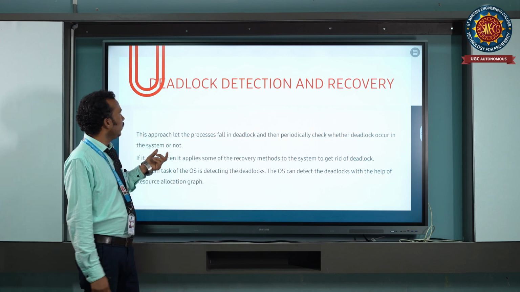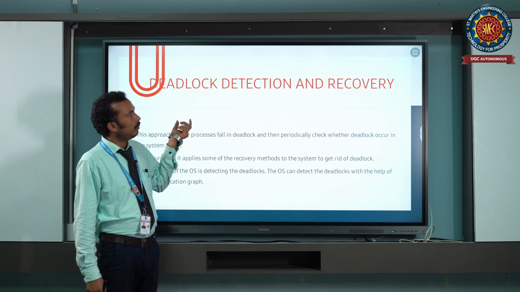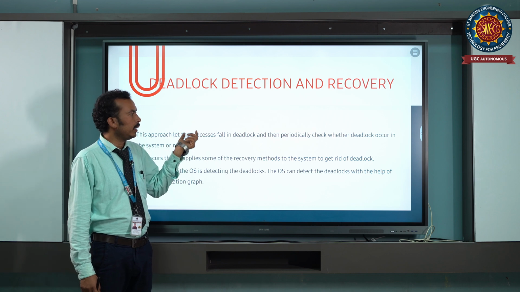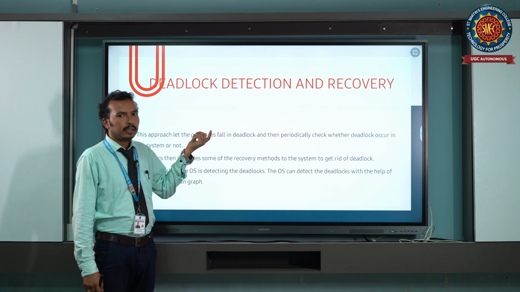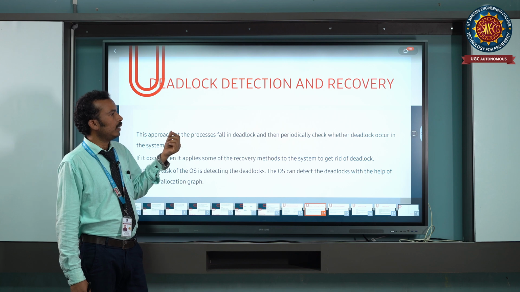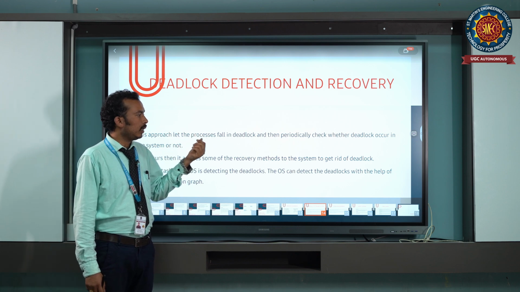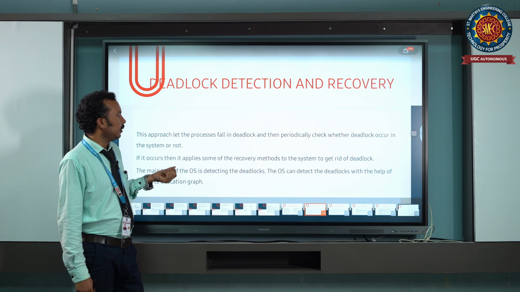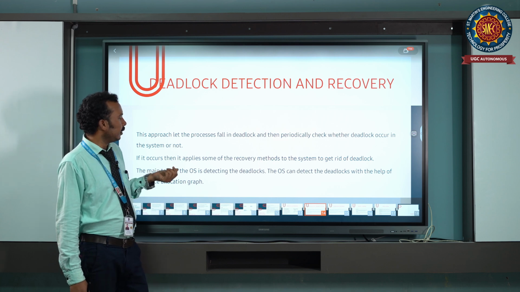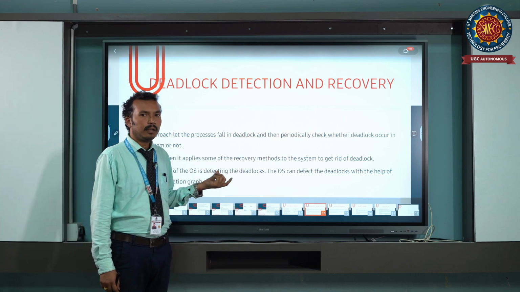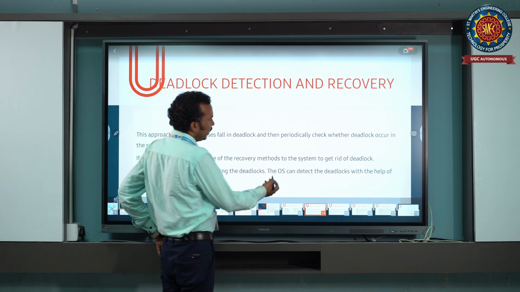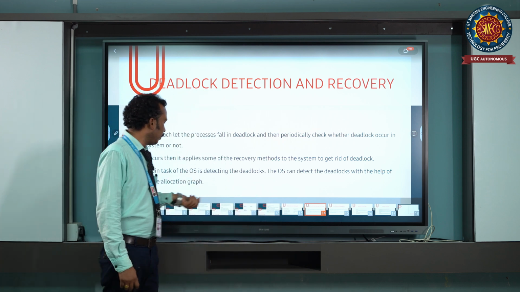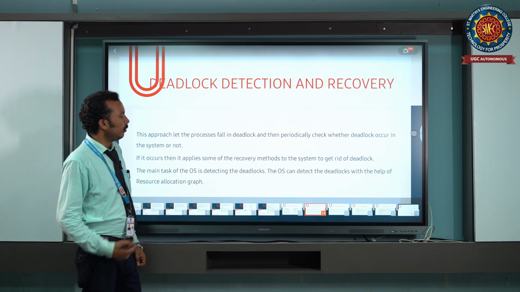So in this, deadlock detection is very important. If we can detect in advance that a deadlock is occurring, then we can recover from it using the recovery methods. The main task of the operating system is detecting deadlocks. The OS can detect deadlocks with the help of the resource allocation graph.